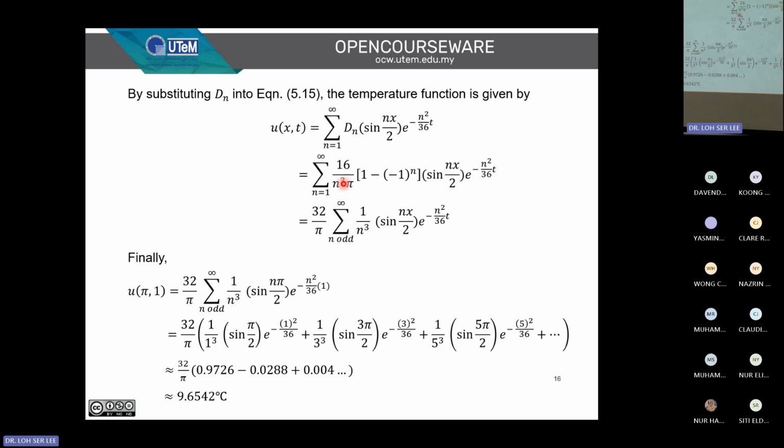You can also present your answer in this form, because we know that whenever n is an even number, you get 0. So it will be n odd. For n odd, you get 1 minus negative 1, which is 2. 2 times 16, you get 32. But you can stop your answer here.